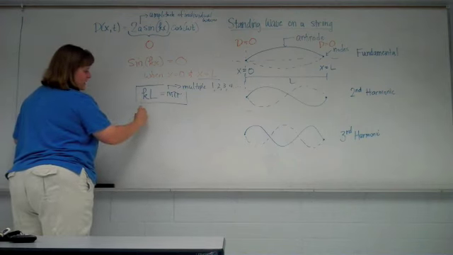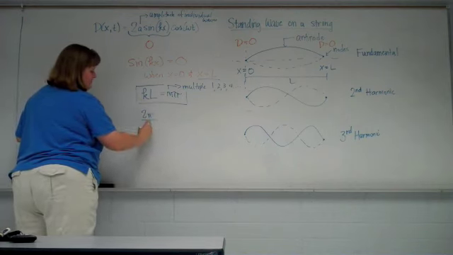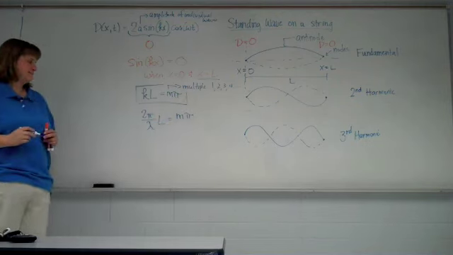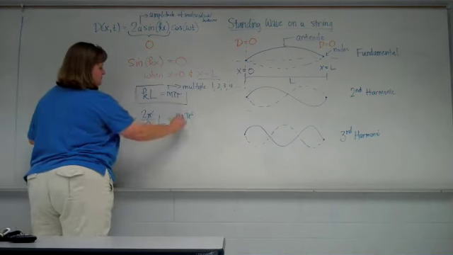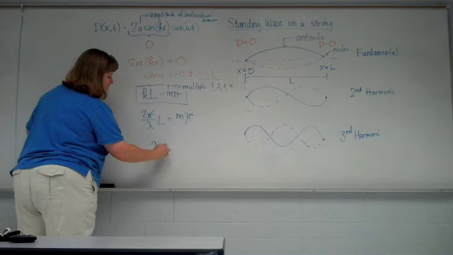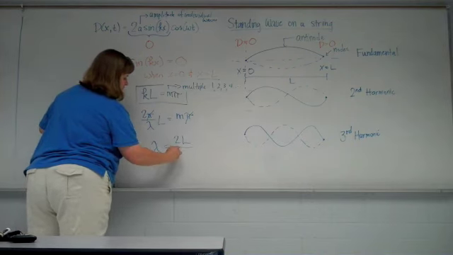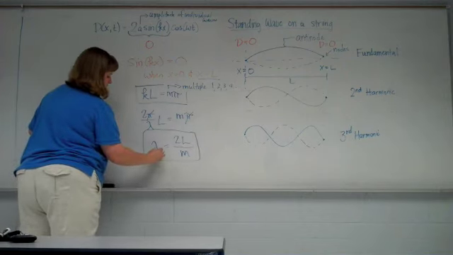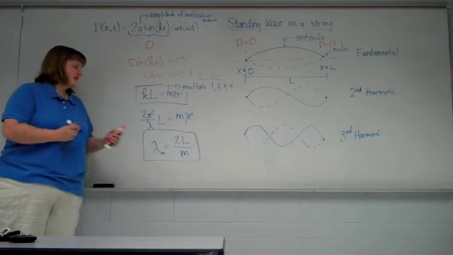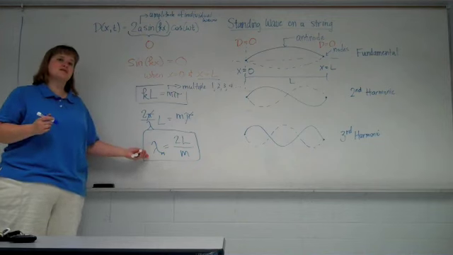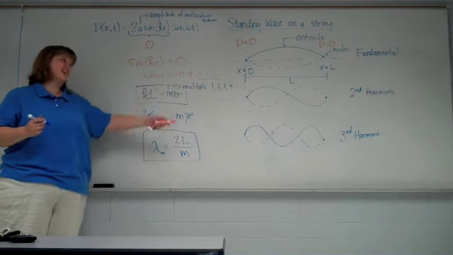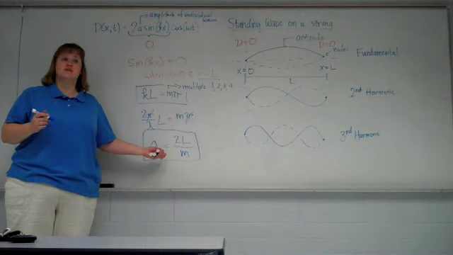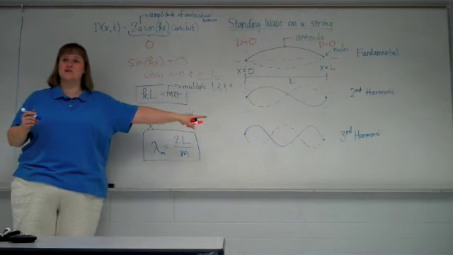Remember k is equal to 2 pi over lambda? The pi's cancel. We solve for lambda. This equation tells us the possible wavelengths that can exist on our string and give us a standing wave. There's only certain wavelengths that will work. Only certain wavelengths will give us the nice standing wave patterns.